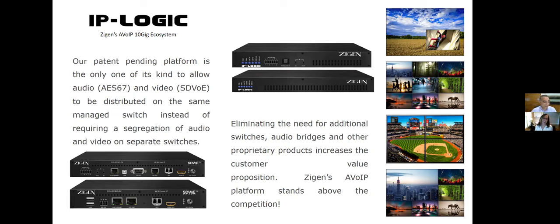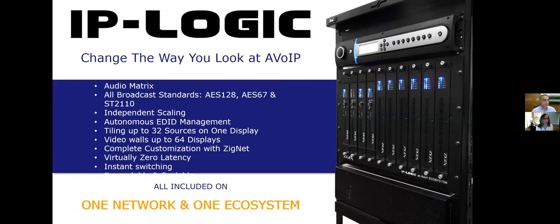All right, yep. Next slide there. So we'll go ahead and talk a little bit about some of the really cool things that IP Logic does. First off, we've got that audio matrix built in. You have all of the broadcast standards, which is the AES67, 128, ST 2110. This is really cool: independent scalers. Nothing is done to the lowest common denominator. Every display is going to project at the highest possible resolution that display can handle. That's a huge deal.